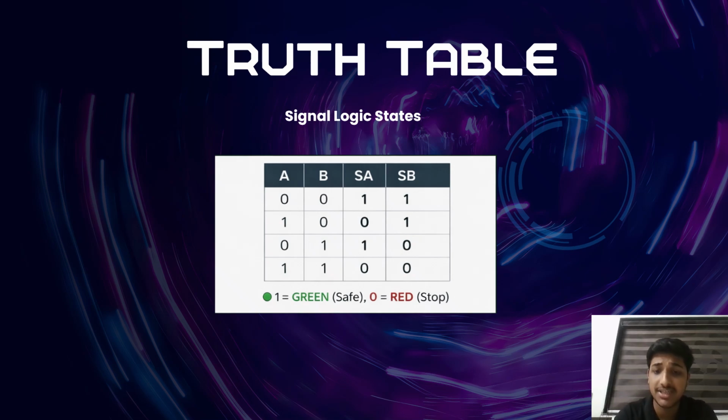When A is 1 and B is 0, track A is occupied, so its signal becomes red while track B remains green. Similarly, when A is 0 and B is 1, track B is occupied, so its signal becomes red. When both A and B are 1, both tracks are occupied, so both signals are red. This ensures that trains do not collide and safety is maintained.